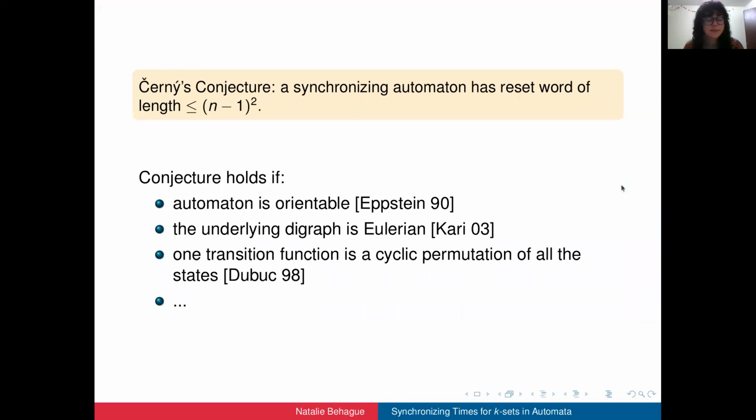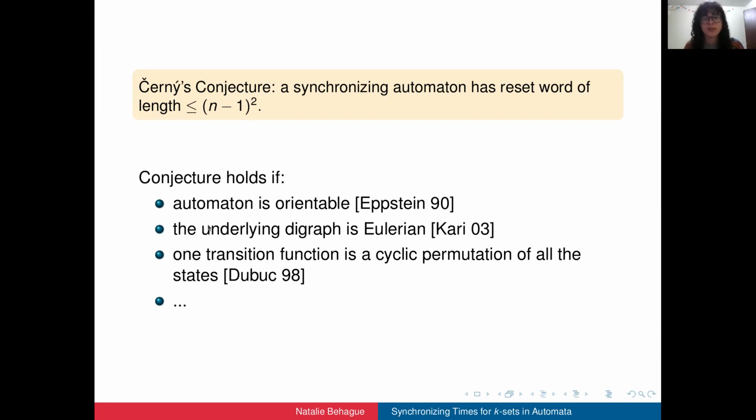Okay, so there are some cases where the conjecture has been proved, some special classes of automata where it's been proved. So I'll just mention some of these briefly. If your automaton is orientable, which is just a special class of automata, it was proved by Eppstein.